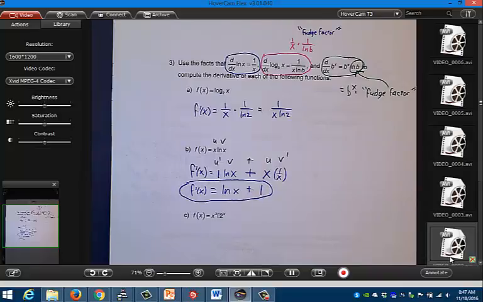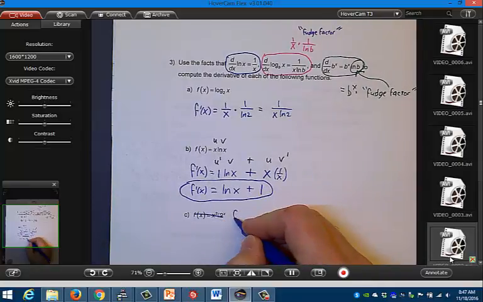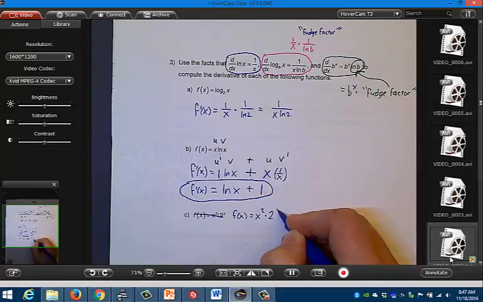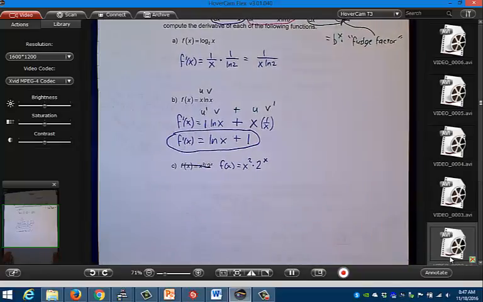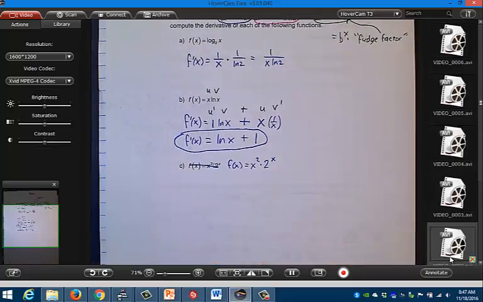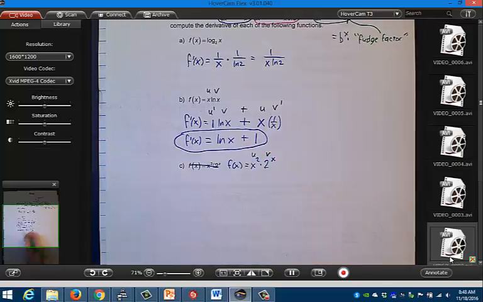Okay. Part C, someone didn't like my little typo, so I'll try it again. F of x is x squared times 2 to the x. I've had this worksheet for a long time. The typo's been there. I just never fix it because I love the problem so much I don't want to get rid of it. So I just keep printing out the same worksheet and fixing it. All right. Same deal, guys. Let's do, this is my u and this is my v.